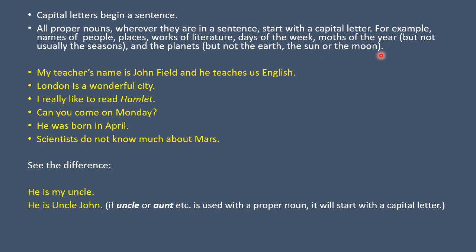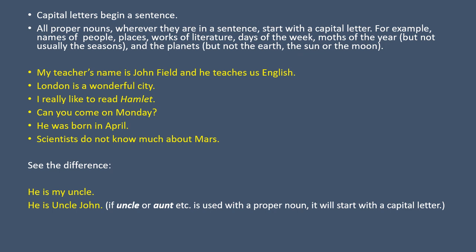Also, these are some of the exceptions. That's why it is sometimes very confusing. So the names of planets begin with a capital letter except for the earth and the moon and the sun. Okay, so now I have given examples of each of these accordingly. So people first, then places.